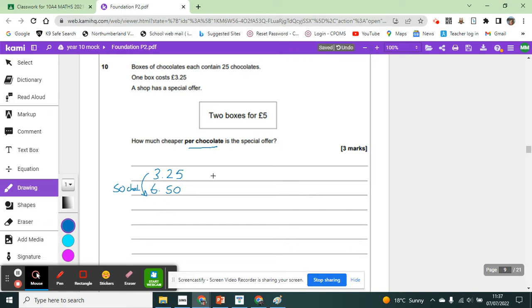And we get 2 boxes for £5, which would be 50 chocolates as well. Which means it's £1.50 of a difference. And £1.50 divided by 50. So I'm going to take that £1.50, I'm going to divide it by the 50 chocolates, and I get 3p.